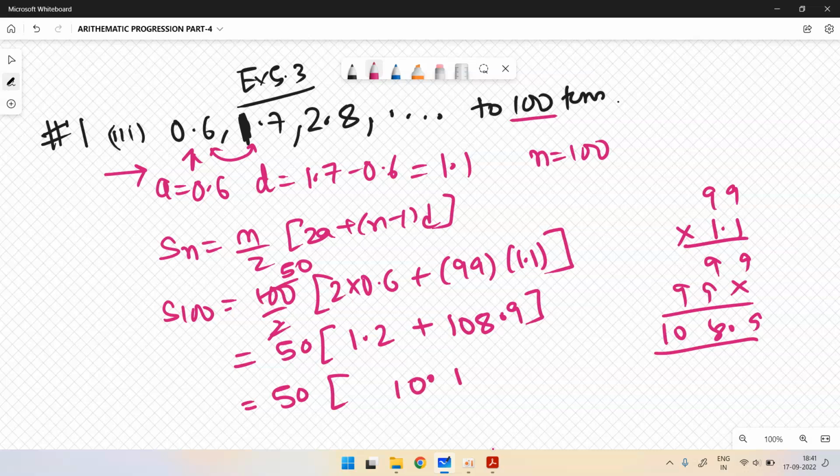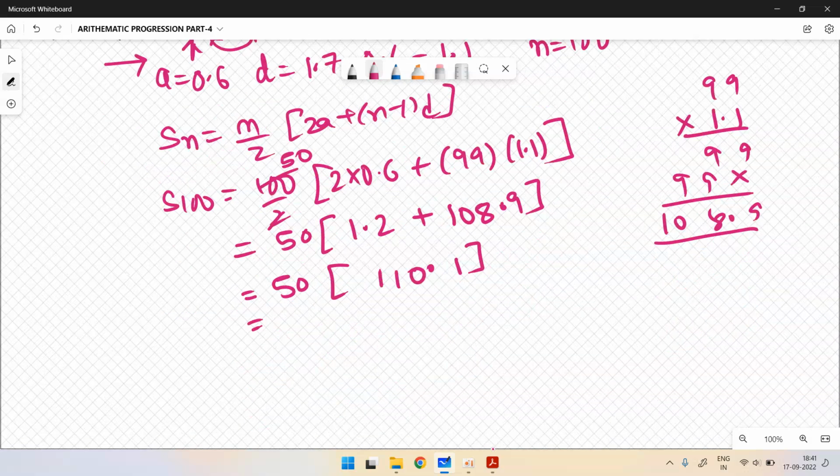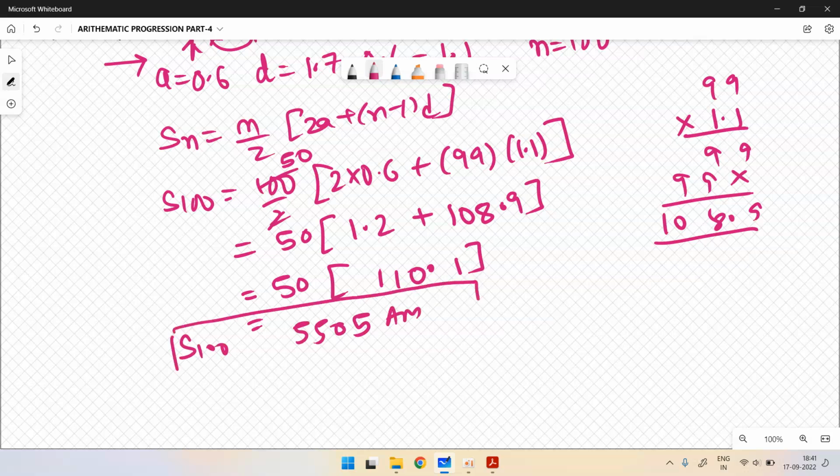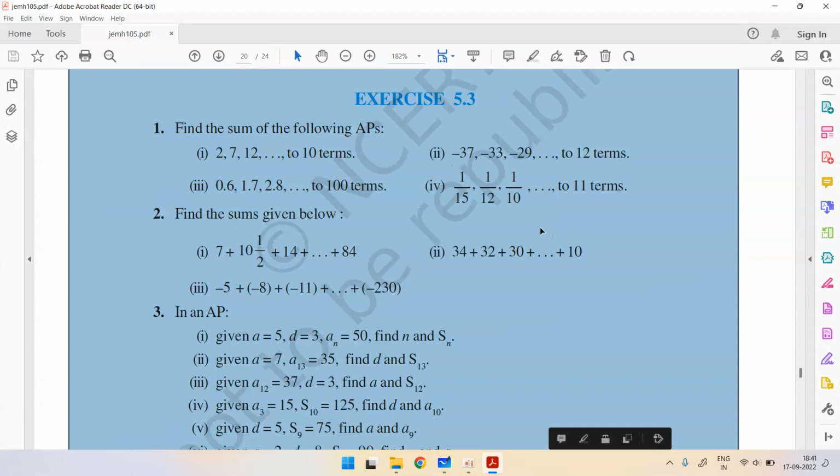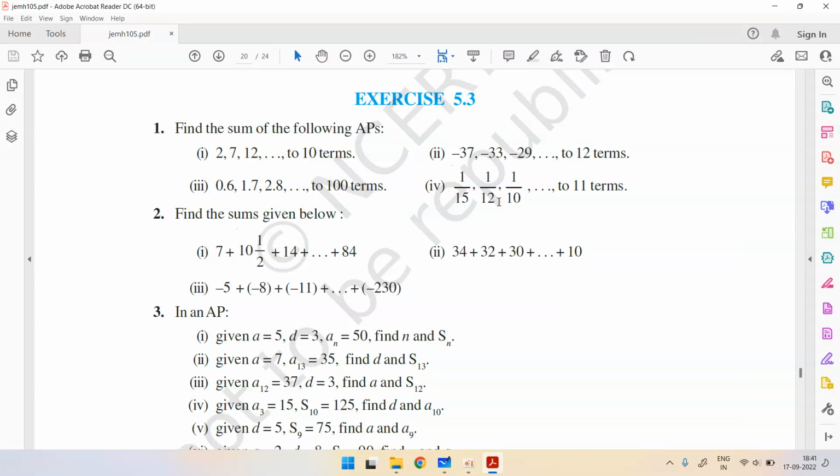This is 110, multiply this by 5, 5055. So S of 100, the sum till 100 terms, is 1505505. This is the answer. Now the fourth part says to find the sum of 1 by 15, 1 by 12, 1 by 10.